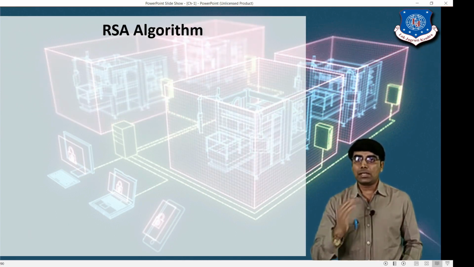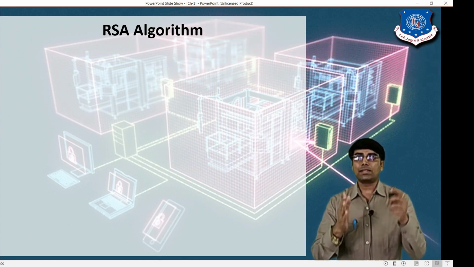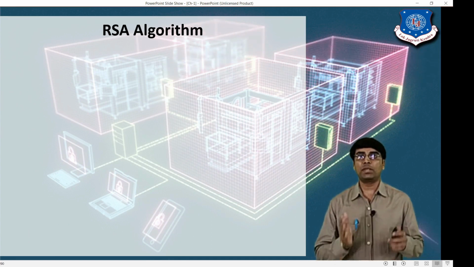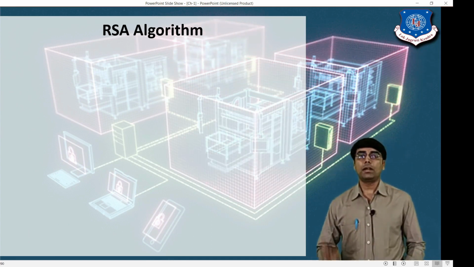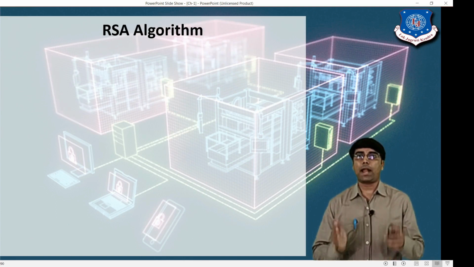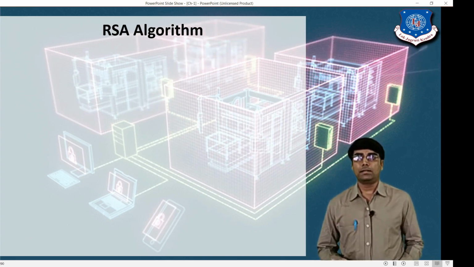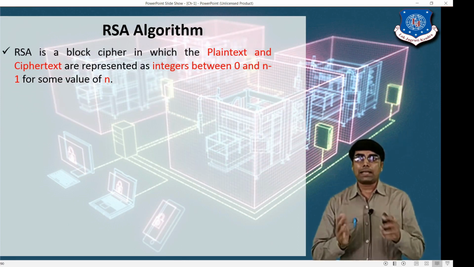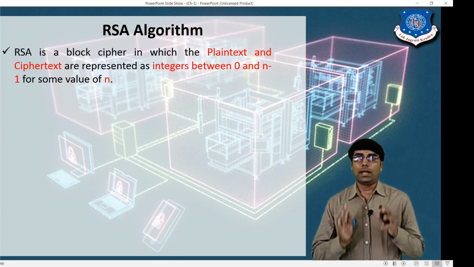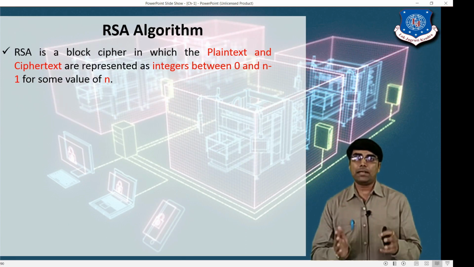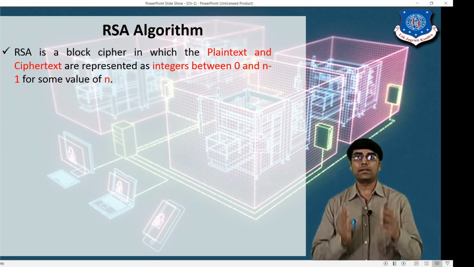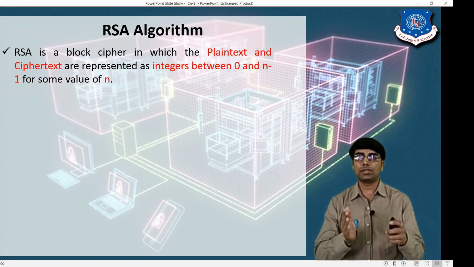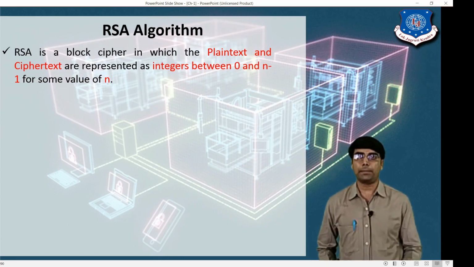So now let's see how the RSA algorithm works. The name RSA comes from the first letters of the surnames Rivest, Shamir, and Adleman. The RSA is a block cipher in which the plain text and the cipher text are represented as integers between 0 and n minus 1 for some value of n.